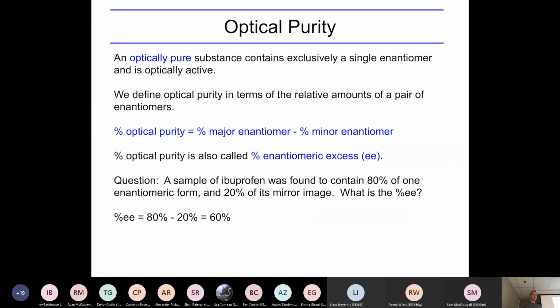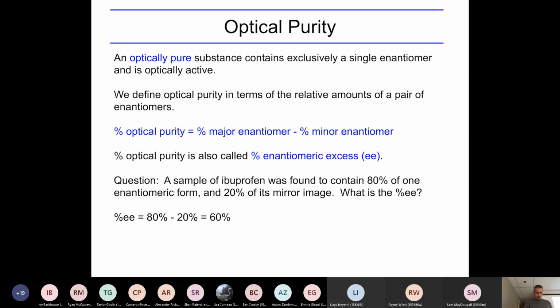When you do have a sample that contains two enantiomers, not necessarily in equal amounts, we like to talk about an excess of one enantiomer versus the other. We have a term for this. We call it optical purity. So if something has only one enantiomer and none of the other one, we would say that sample is optically pure, meaning it only rotates the light one way and that's it. You don't have a mix that makes it only rotate part way.